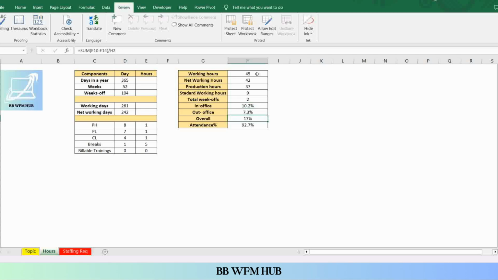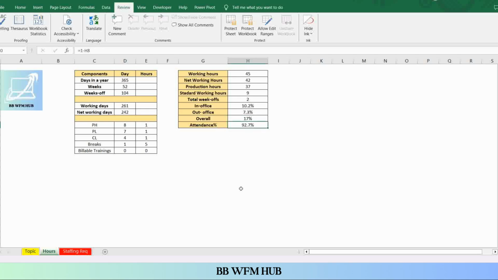Our overall shrinkage means anything that we are taking: leaves, breaks, billable training, any other planned in-office shrinkage. So we got our leaves and trainings, billable, breaks, dividing it by 45, that would be my idle working hours. So we got 17% of overall shrinkage.